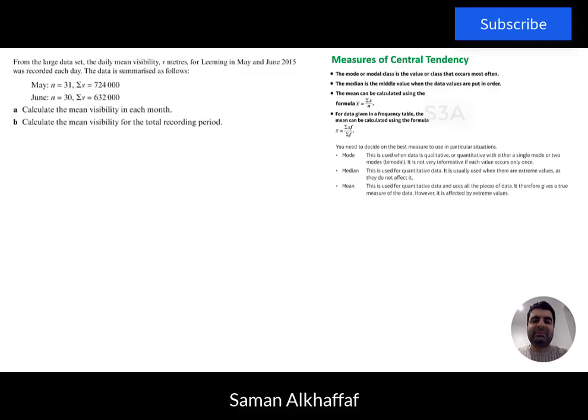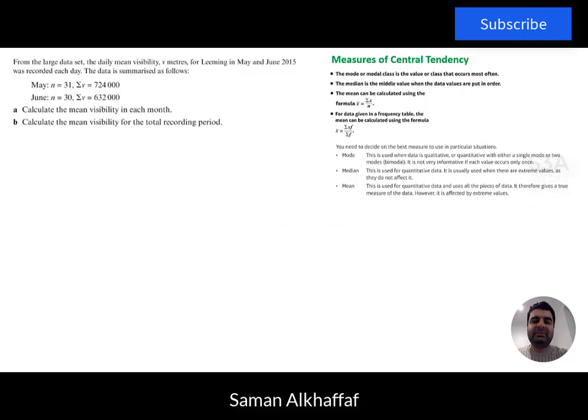In this example, from the large data set, the daily mean visibility V for Leeming in May and June 2015 was recorded. The data is summarized as follows. For May, N is 31, and the summation of V is 724,000, and for June N is 30, and the summation of V is 632,000.